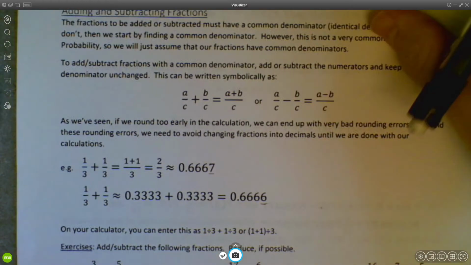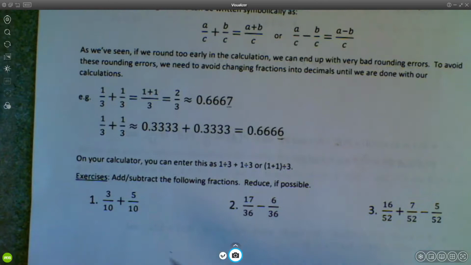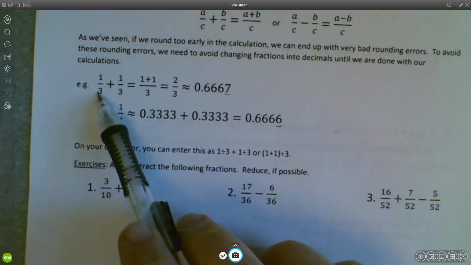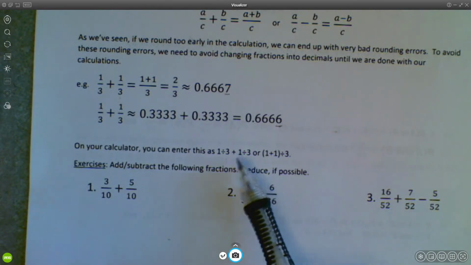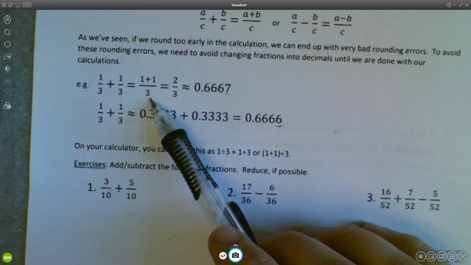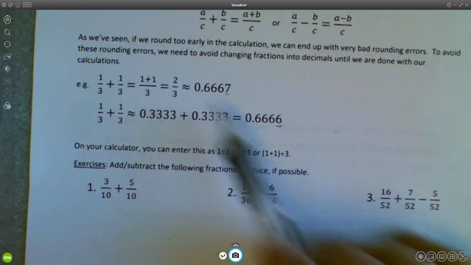Okay. Now, if you did want to do this in your calculator as fractions, then you could just enter it the way that it looks, 1 divided by 3 plus 1 divided by 3. Or if you wanted, you could do one step before the calculator and do 1 plus 1 divided by 3. If you do it that way, make sure to put the numerator in parentheses. Okay.